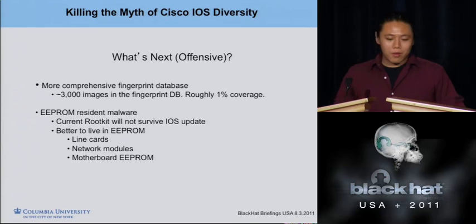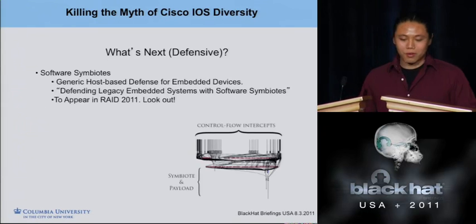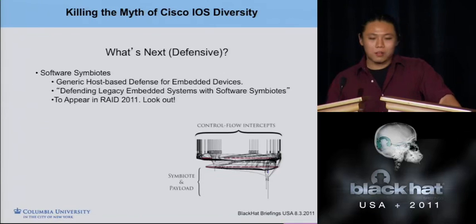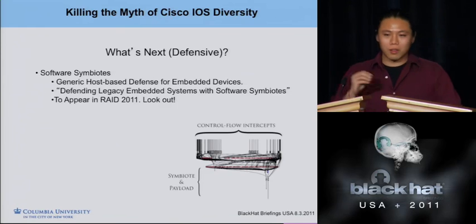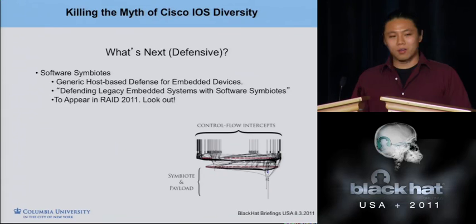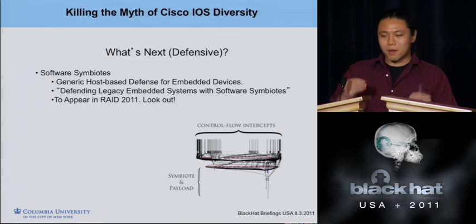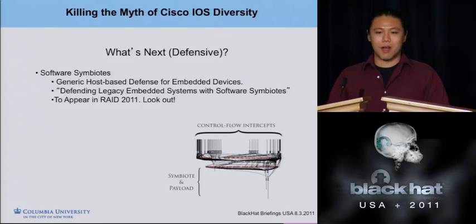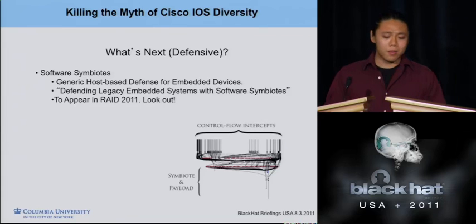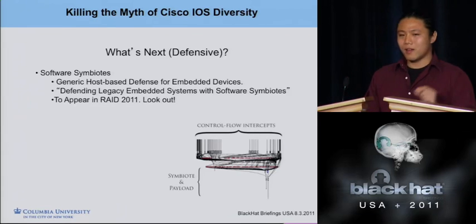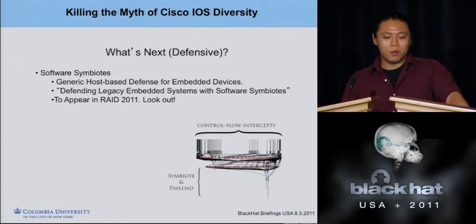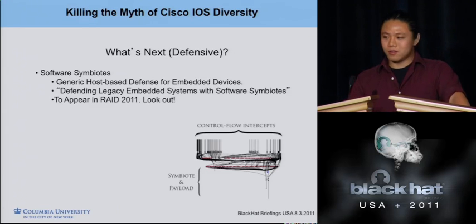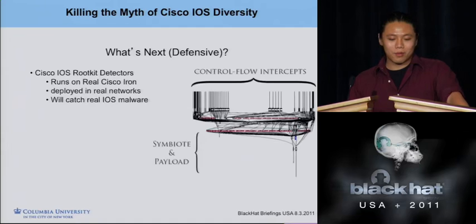On the defensive side, we have a lot of very interesting work going on. We've created a software construct called the software symbiote. This is a software-only solution that can be injected directly into firmwares like Cisco iOS that can protect embedded systems against all of this malicious execution pattern that we just talked about today. The paper that will detail exactly how this defense works is called Defending Legacy Embedded Systems Using Software Symbiotes. It will be published in RAID 2011. That's in September, I think. So that's a very exciting paper. Look out for it. There's a lot of good information there.